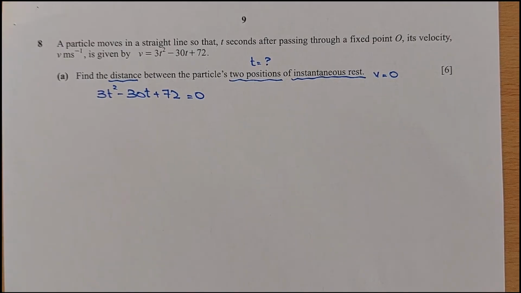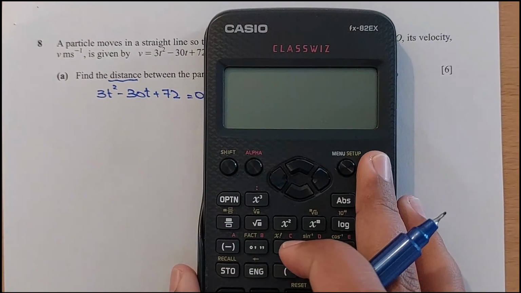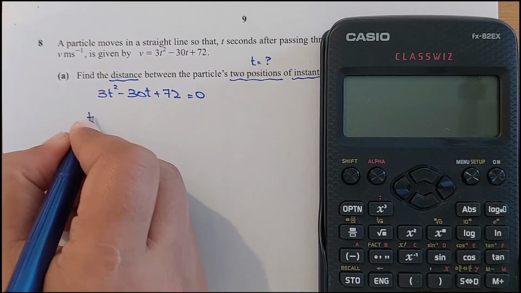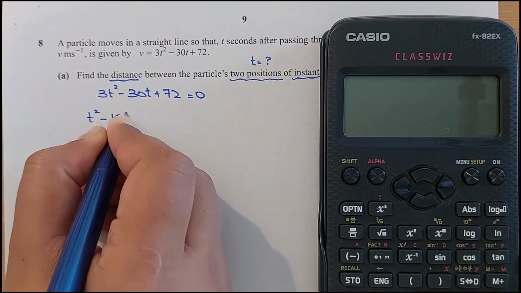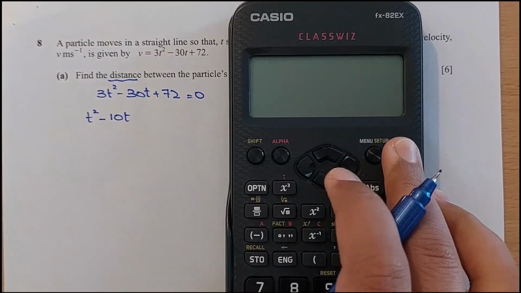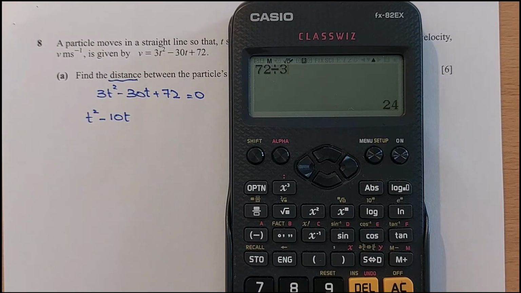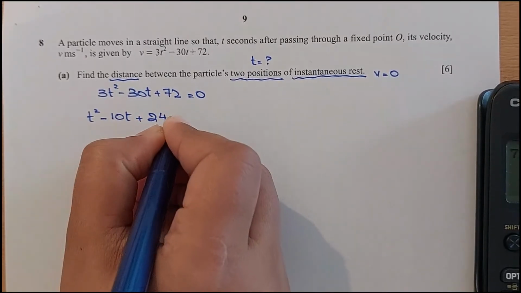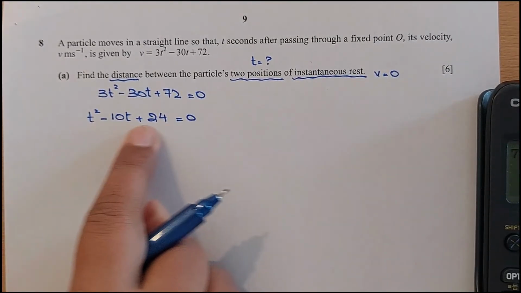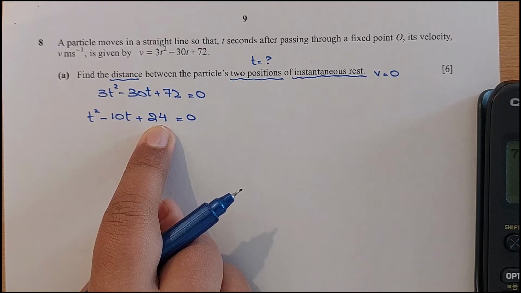Let me divide throughout the equation by 3. 3 divided by 3 is 1, so we have just t². 30 divided by 3 is 10t, and 72 divided by 3 is 24. So t² - 10t + 24 = 0. This is a quadratic equation in variable t.